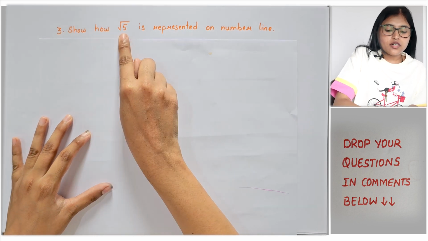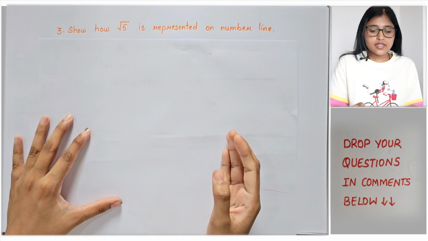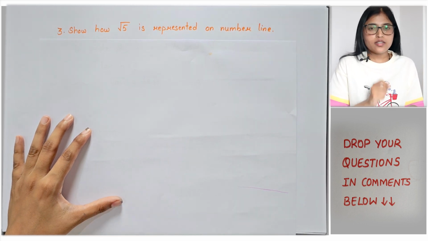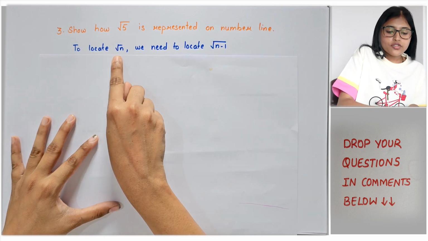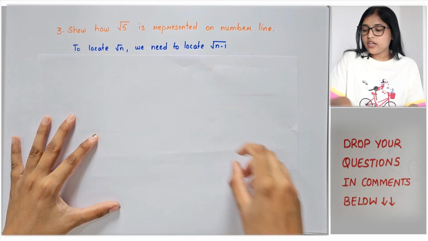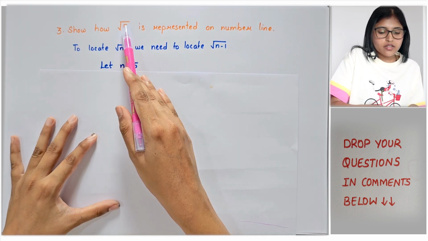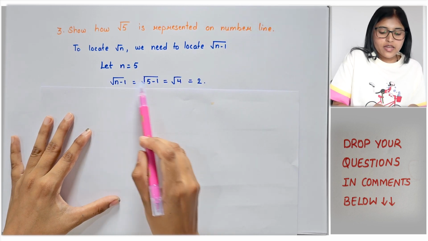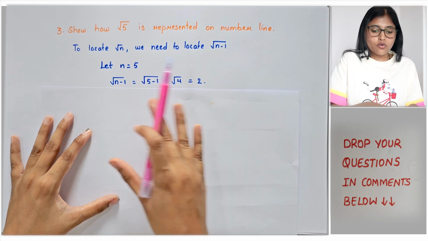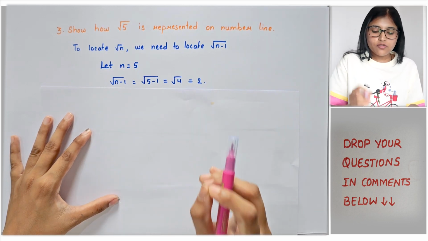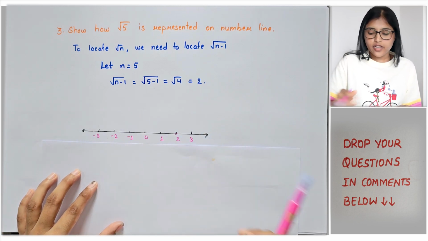The third question here asks us to represent root 5 on the number line. If you remember earlier, in order to represent root 3 on the number line, I started with root 2, right? So the technique is, in order to locate root n, we need to locate root n minus 1 first. So what is root n minus 1 in this case? If we say n equals 5, then root n minus 1 will be root 5 minus 1, which is root 4, which equals 2. So in order to represent root 5, we need to first start with 2 on the number line. So let's draw a number line and locate 2 first.